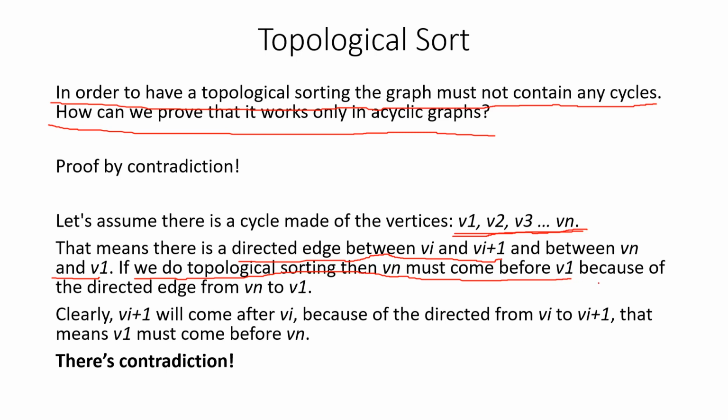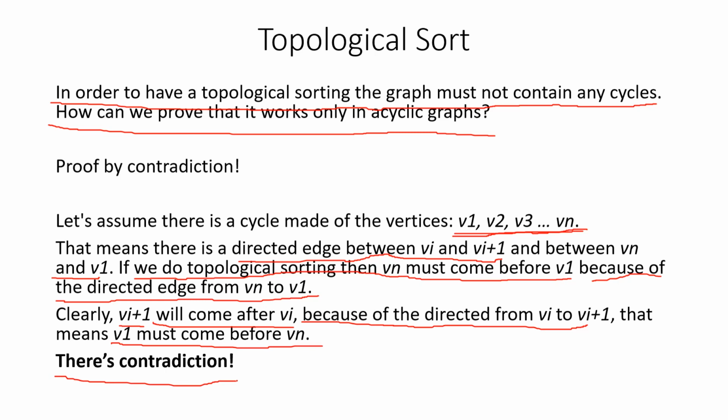That is because of the directed edge from vn to v1. But v1 should be before vn, because vi+1 will come after vi, and vi comes after v1, but v1 already comes after vn, so it's not possible. So there is a contradiction, and it's not possible to do topological sort on a cyclic graph.